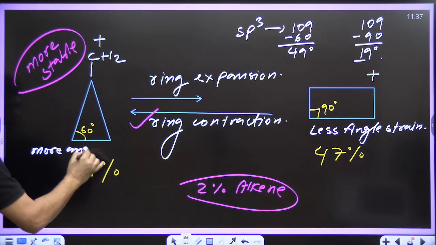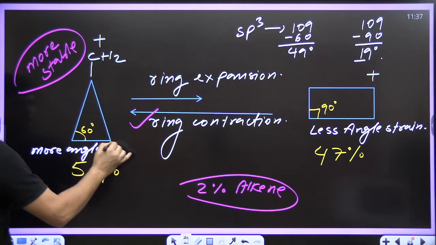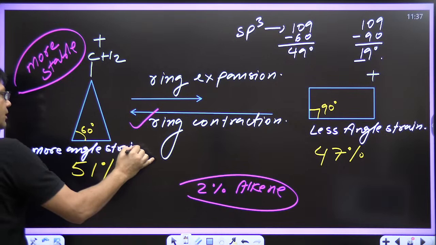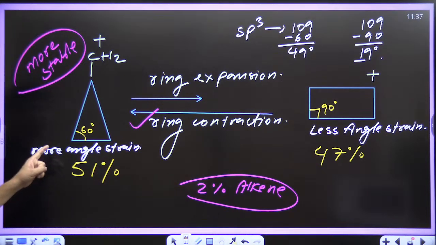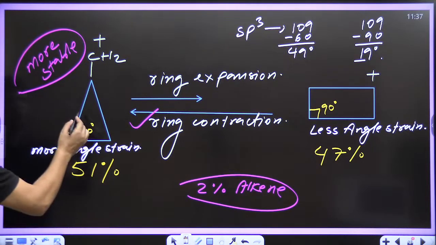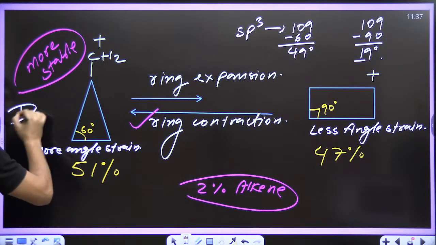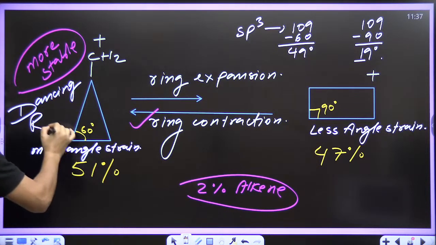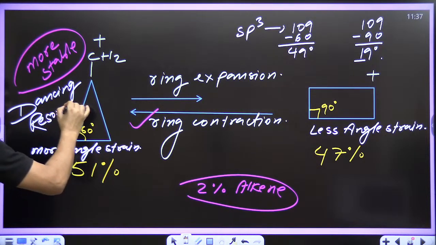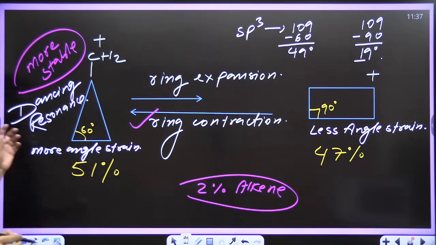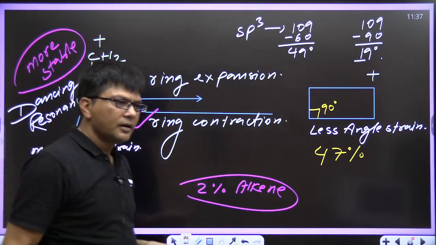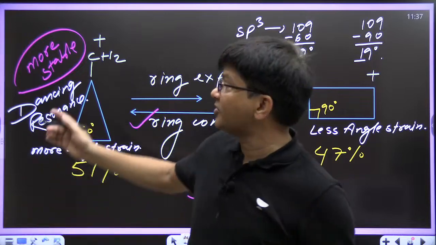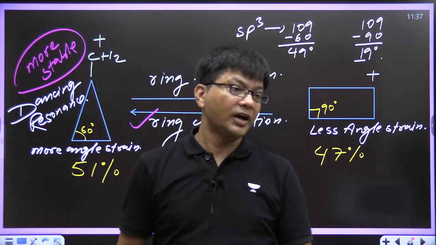Now kids, you might be thinking, sir, what are you saying? If there is more angle strain, then why is it more dominating, more stable? Kids, it has got the stability due to hyperconjugation resonance. It is having resonance stabilization. That's why it is more. So in this reaction, both are in a handsome amount, but that is a little bit more because of resonance.